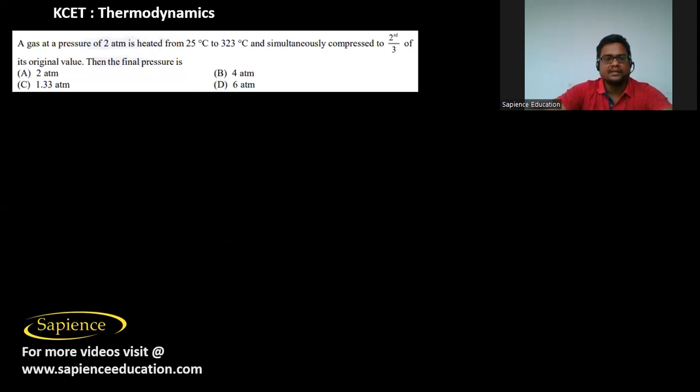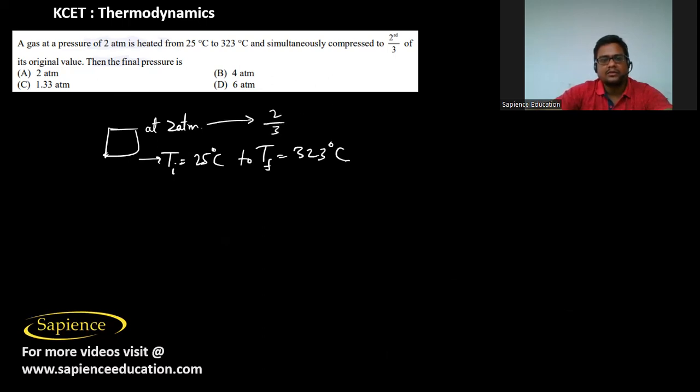Then here it is told a gas at a pressure of 2 atmosphere. So there is a gas which is at 2 atmosphere pressure. It is heated from T initial equal to 25 degrees Celsius to T final, that is 323 degrees Celsius, and simultaneously it is compressed to two-thirds of its original value. Then the final pressure is, so it means if the initial volume is V, then the final volume is 2 by 3 V. It is compressed to two-thirds of its original value. Then the final pressure will be how much?